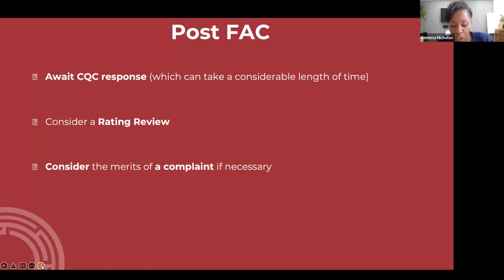Now, there is no set timescale for the CQC to deal with complaints. It can take many months to receive a response from them. And as said, the CQC is most likely to suspend investigating the complaint if there is ongoing enforcement action. There is also limited success with making complaints we've seen, in the sense that the CQC tend to back their own inspectors and seem to be incapable of being objective.